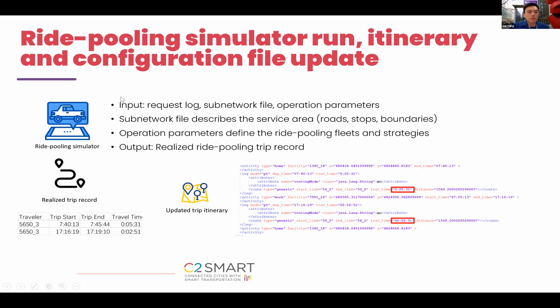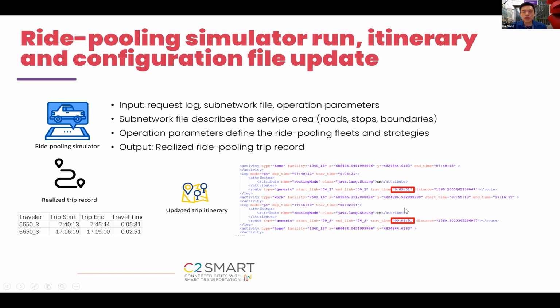After inputting these into the ride pooling simulator, we will have an output of the realized ride pooling trip records, which is demonstrated here. We will have the traveler ID and the trip start time. The trip start time will stay the same because it is the original time that they want to depart. But the trip end time actually changes, so the travel time will be adjusted accordingly.